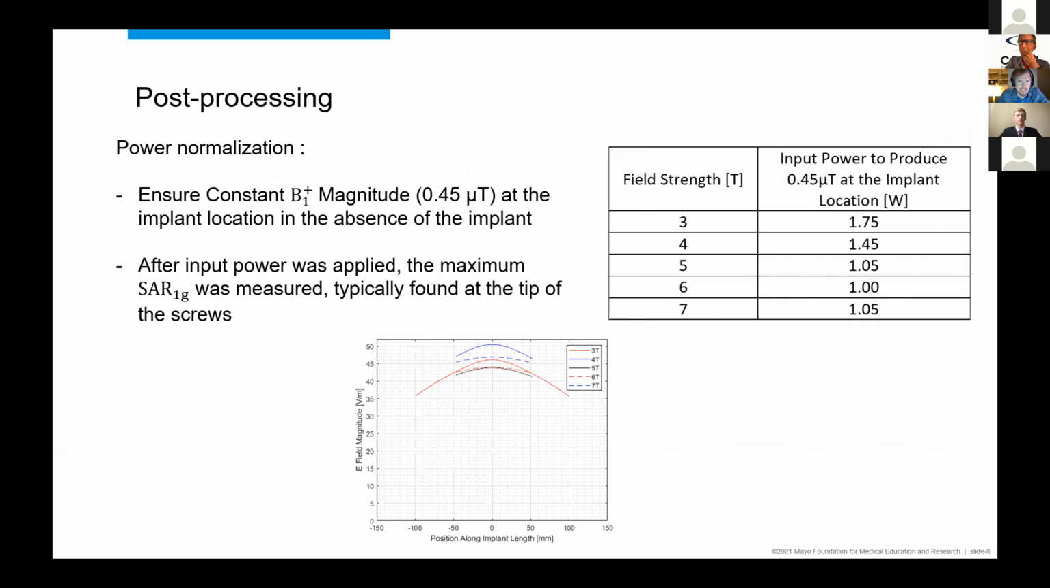So to give a little bit of context about what I mean by this type of normalization, MR scanners will usually increase their power level until a certain flip angle or a certain reference signal is achieved. In this context, what we did was we increased the power level of our own dipole antennas until a constant B1 plus magnitude, or by analogy, that flip angle, was achieved in the absence of the implant itself. After these power levels were determined, the input powers were applied to each of our simulations.